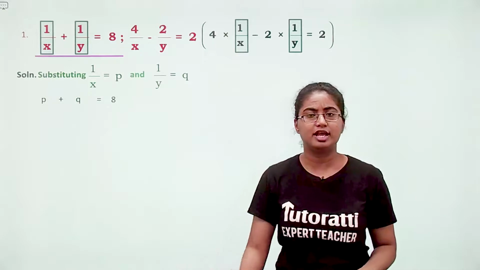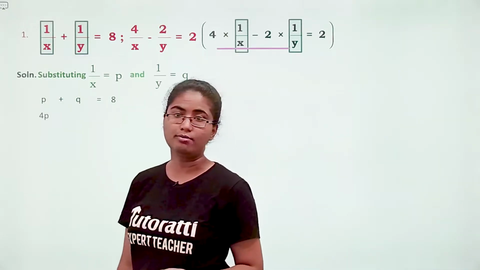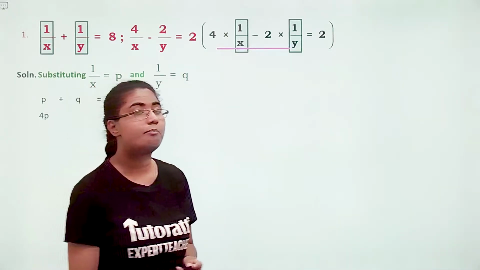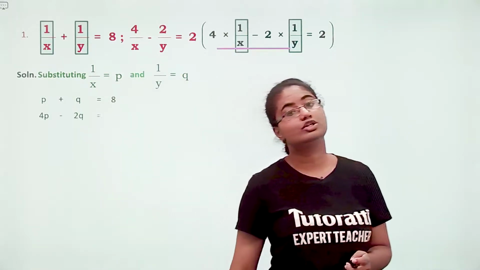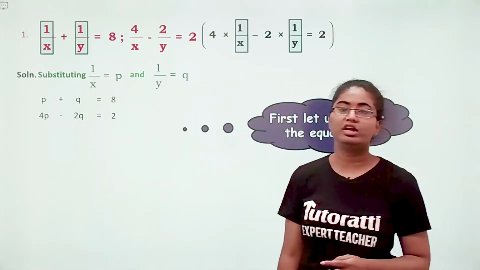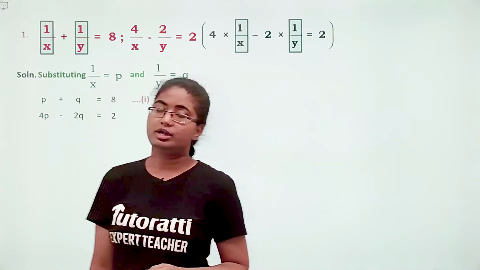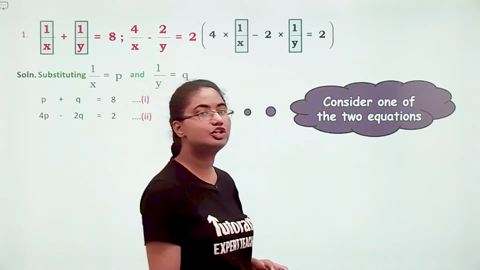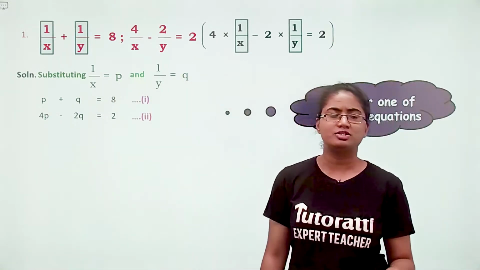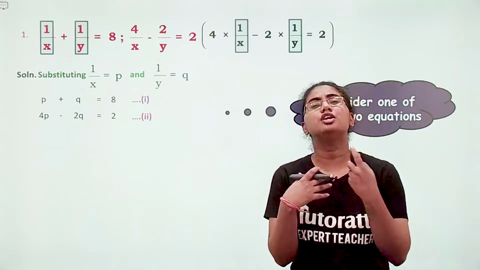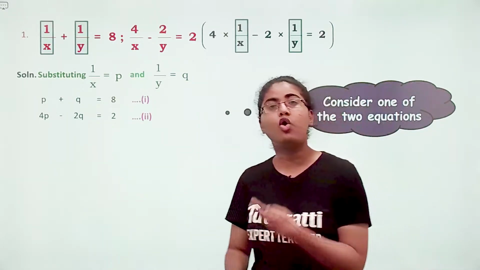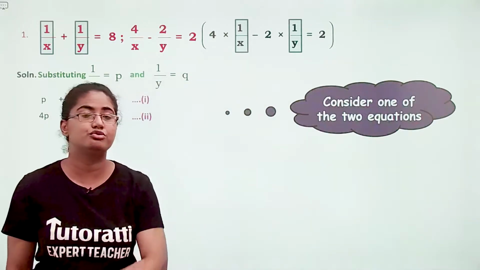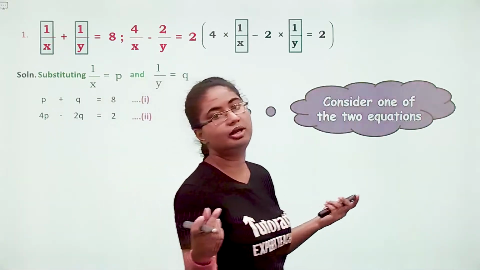Number दे दो जल्दी से. And then the next equation becomes 4p minus 2q is equals to 2. Alright, equation 1 and equation 2. ये मिल गया. अभी how do we solve this? Let's try to solve this by elimination method. कोई भी method use करो. You can use substitution, you can use elimination, you can use cross multiplication.